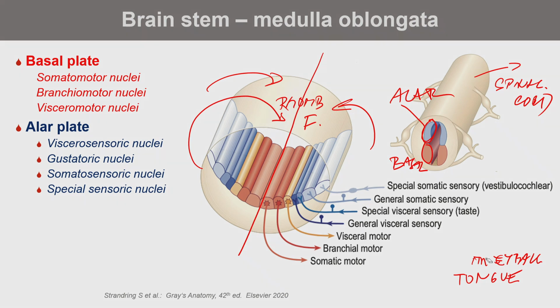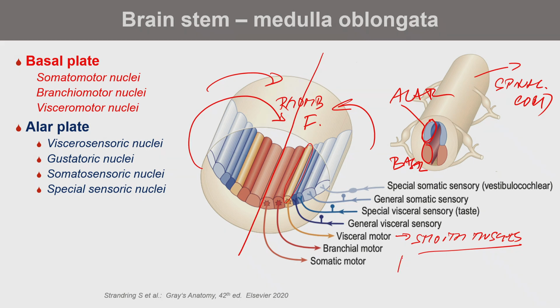Then we have a line of nuclei, which are important for movement of smooth muscle. Which smooth muscles do we have in the region of the head? Those which are inside the eyeball, and then also muscles which are associated with the salivary and lacrimal glands and the production of tears and saliva. So those here, the yellow one, are visceromotor.